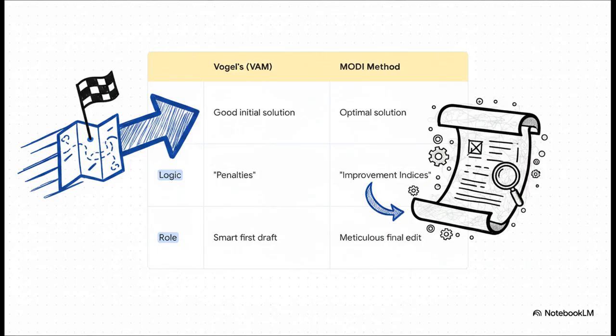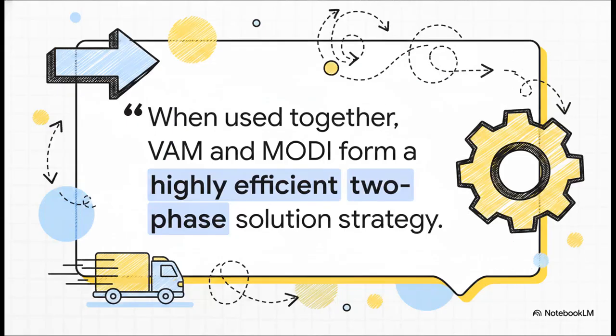VAM's whole goal is to get you in the right ballpark, and fast, by steering clear of those big, costly mistakes. MODI's goal is to take that good solution and then meticulously, painstakingly refine it until it is absolutely perfect. You can think of VAM as the smart first draft and MODI as the meticulous final edit. So the crucial takeaway here is the synergy between the two. Because VAM gives MODI such a great head start, the number of loops and adjustments MODI has to do is cut down drastically. And it's this two-phase approach that makes the whole strategy so incredibly efficient.